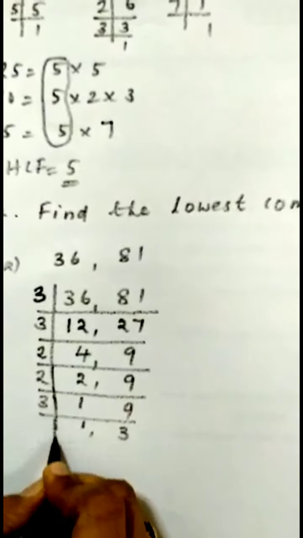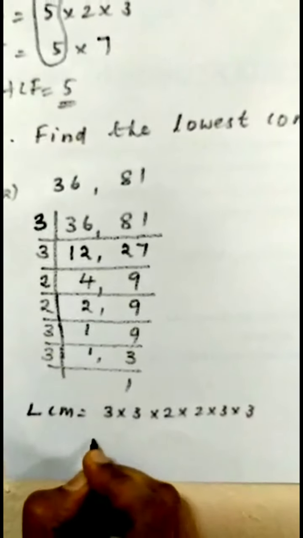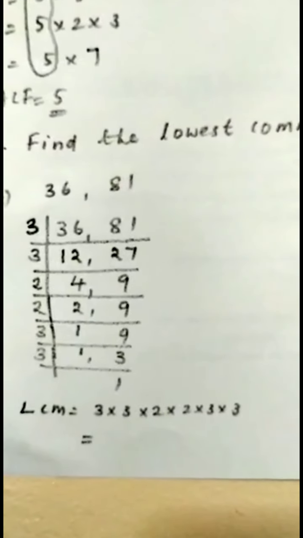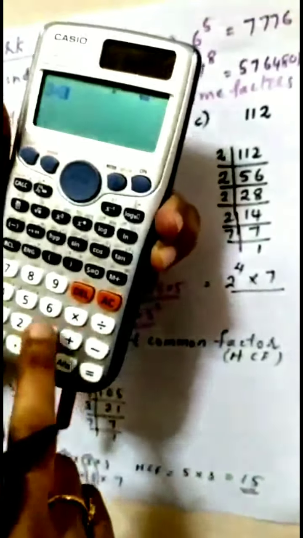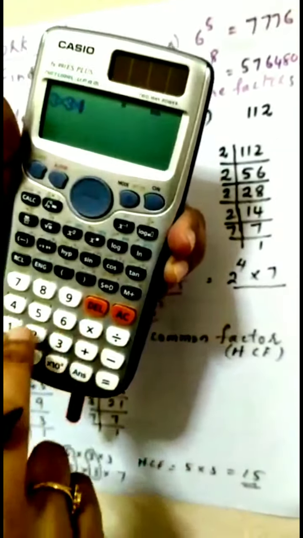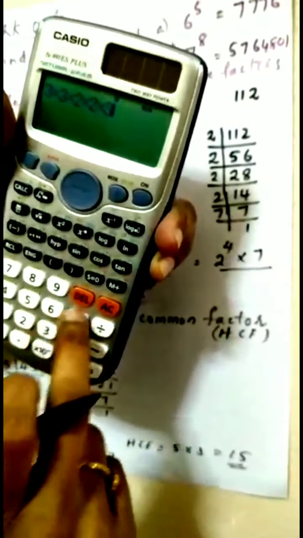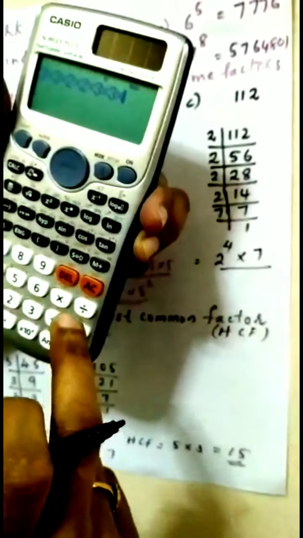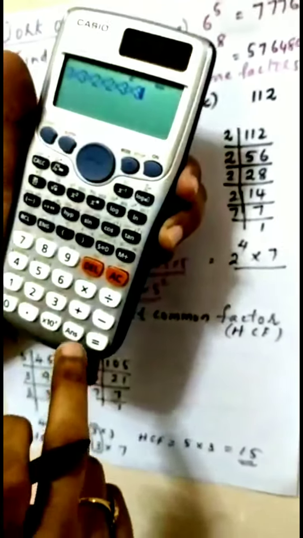So these factors you have to multiply and find out. You will get LCM. LCM is equal to 3 multiply 3 multiply 2 multiply 2 multiply 3 multiply 3. With the help of a calculator we can find the multiplication. 3 four times and 2 two times. Answer is 324.